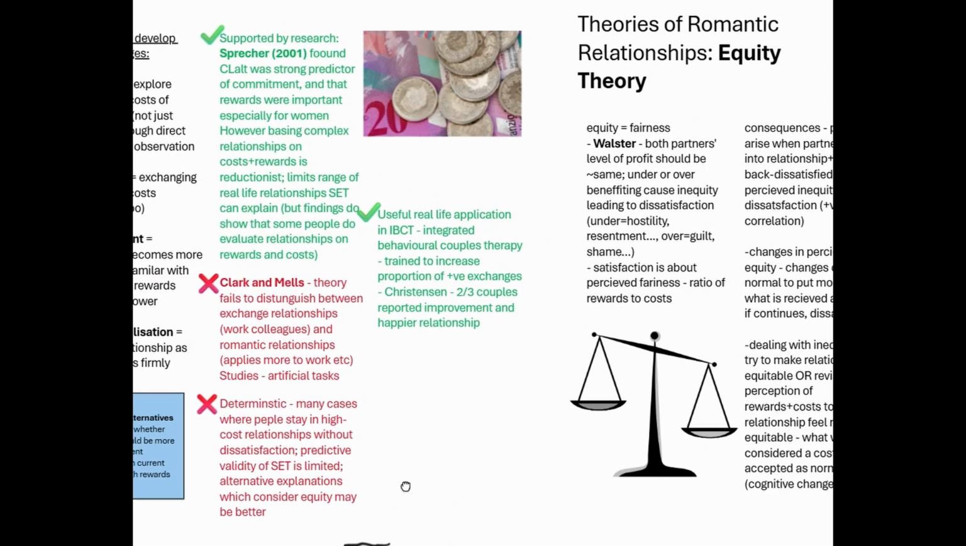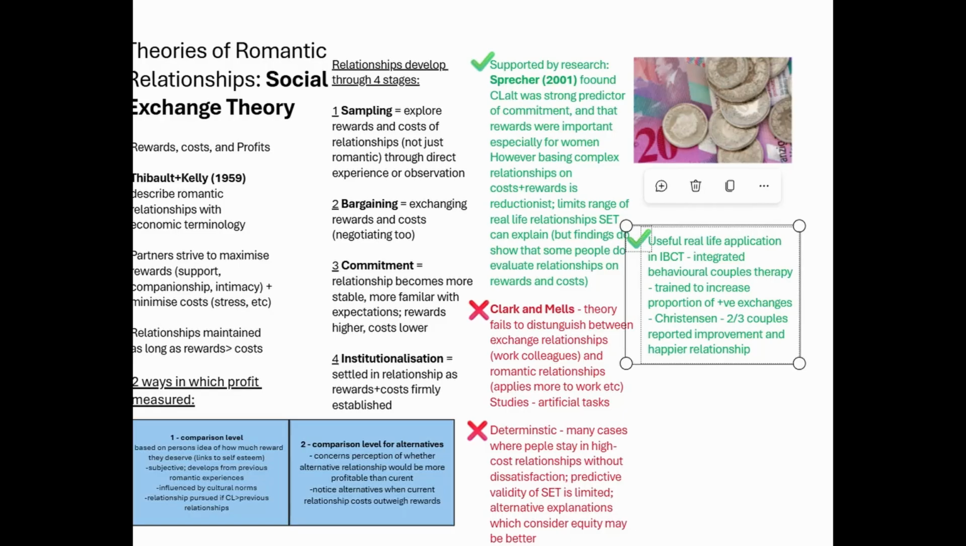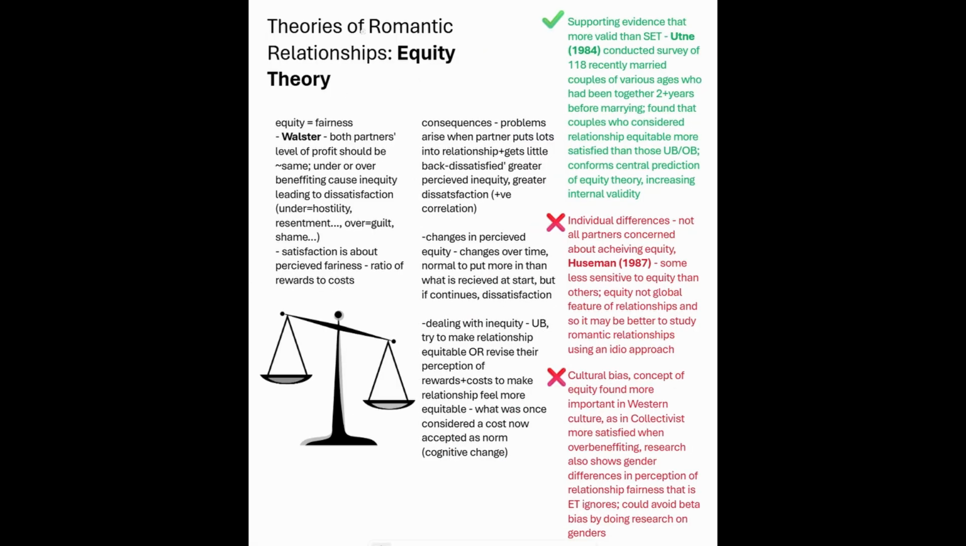Okay, so for the next, the equity theory. So equity, as I said before, is fairness. It was proposed by Walster. He said that both partners' level of profit should be the same.